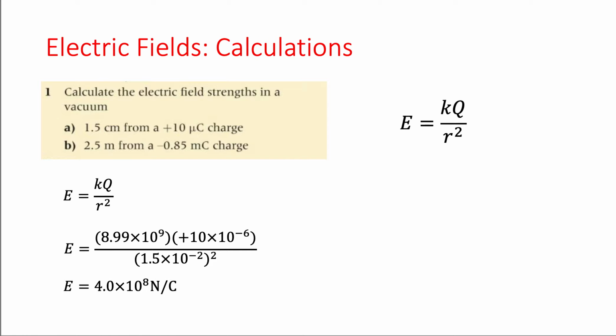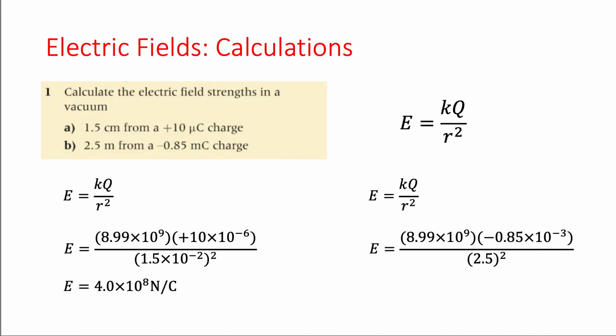Now here, we work out an electric field strength of 4 times 10 to the 8 newtons per coulomb, force per charge. And if I was being really pedantic, I would also add a plus sign at the front to show that my electric field strength is positive. We'll do the same for the next one. Again, we can use the same equation, kq over r squared. This time, we have the same k, but a different q, minus 0.85 times 10 to the minus 3. We're then left with an answer which is minus 1.2 times 10 to the 6.